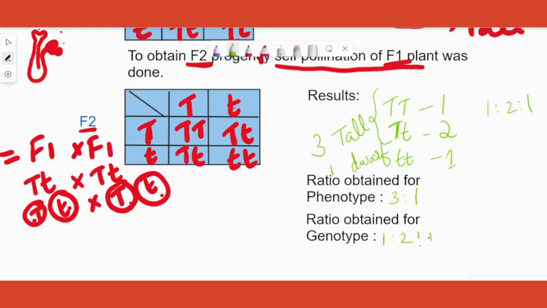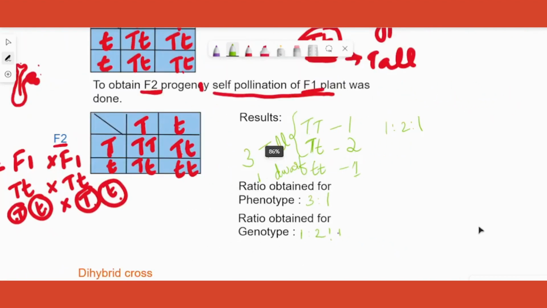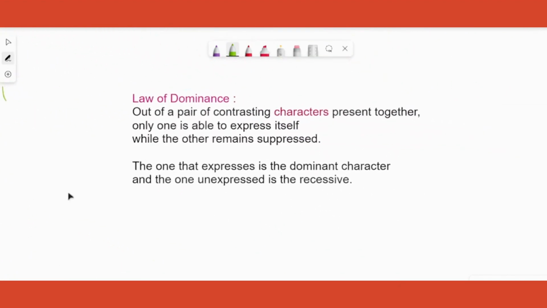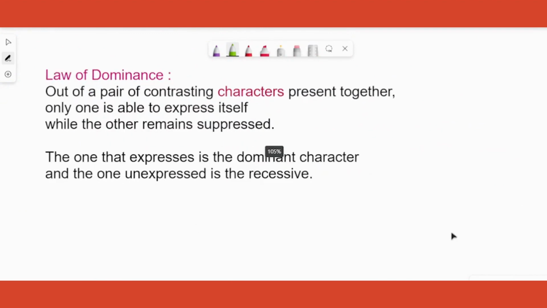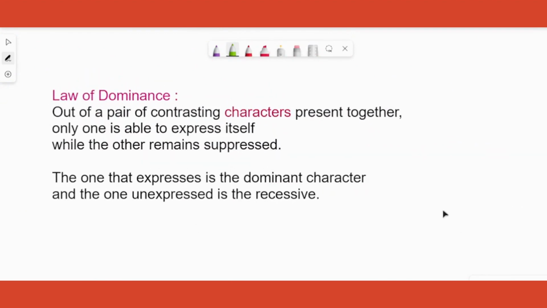Now, what cross was it? It was called a monohybrid cross. From the monohybrid cross, Mendel came up with one law which you have to study. And this law states, out of a pair of contrasting characters present together. In this case, what were the contrasting traits? Instead of character, take it to be trait. It's much easier to understand. What were the two traits? One was tall and one was dwarf. These alleles were together. Contrasting alleles were together.